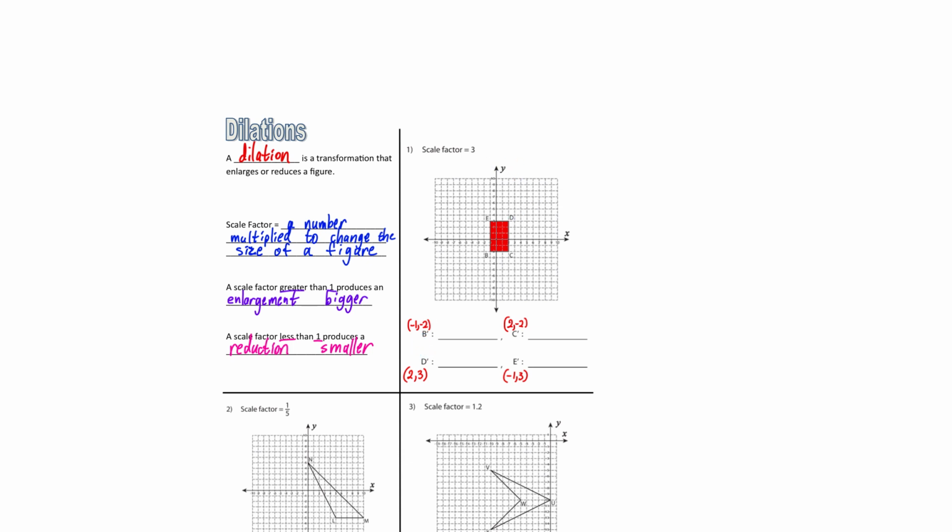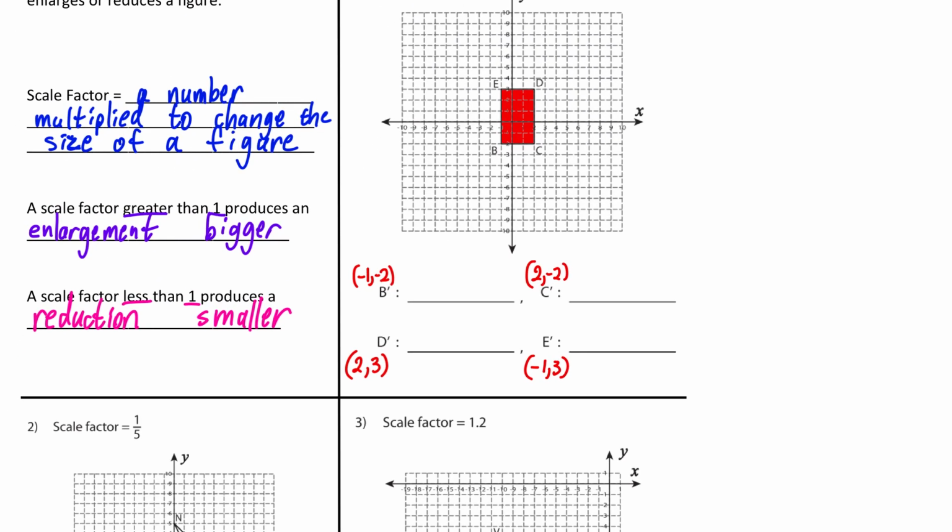Now, like I said, we're going to dilate by a scale factor of 3. So all I'm going to do is multiply every single one of these numbers by the scale factor. Okay? Every single one of these numbers down here gets multiplied by 3. So, what is negative 1 times 3? Negative 3. What is negative 2 times 3? Negative 6. Okay, so this will be the coordinates of B prime, of the image.